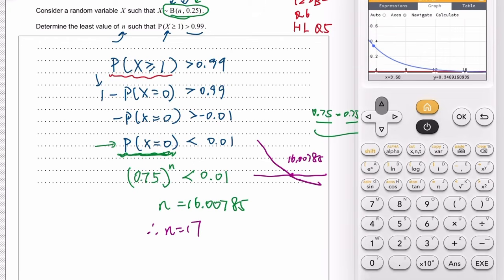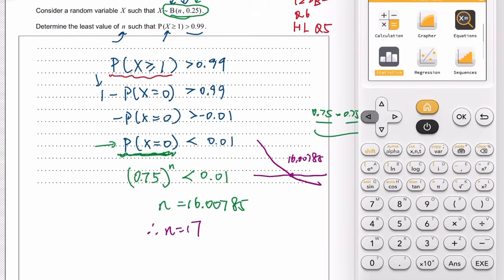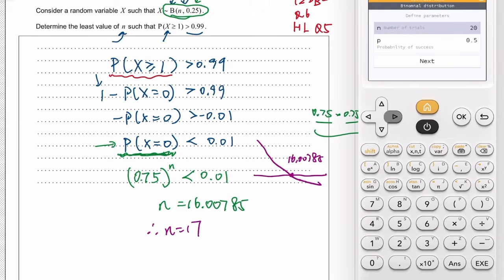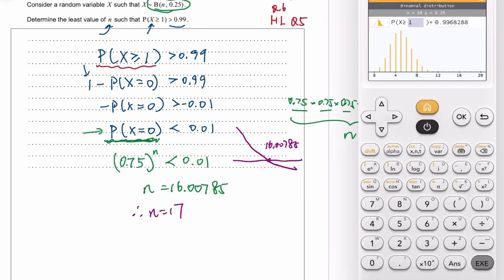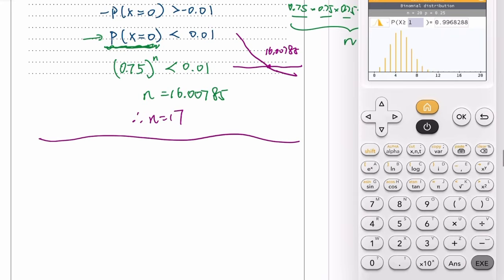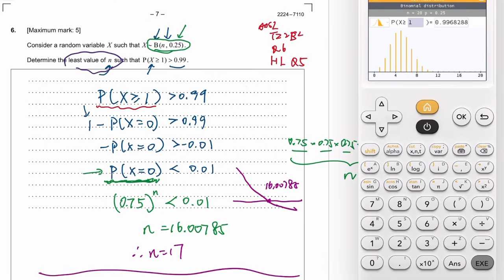What about the trial and error way? That's actually possible. What you do is you go to where you calculate binomial. Where do I calculate binomial? Here. And then you put a random number for the number of trials. The success probability is 0.25. And then you find the probability that x is bigger than or equal to 1. So here I tried n being 20, so that works because it is bigger than 0.99. I got 0.9968, but I need the smallest n that can do this, right?